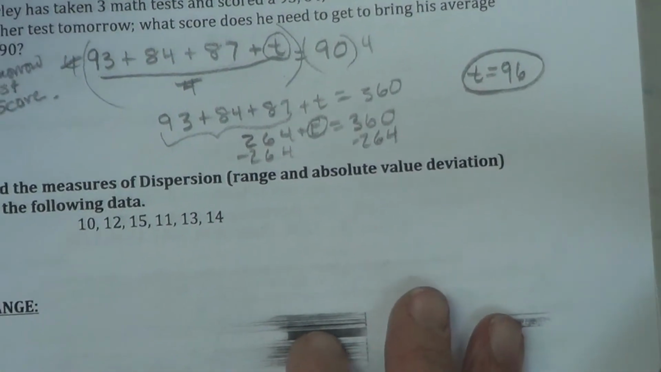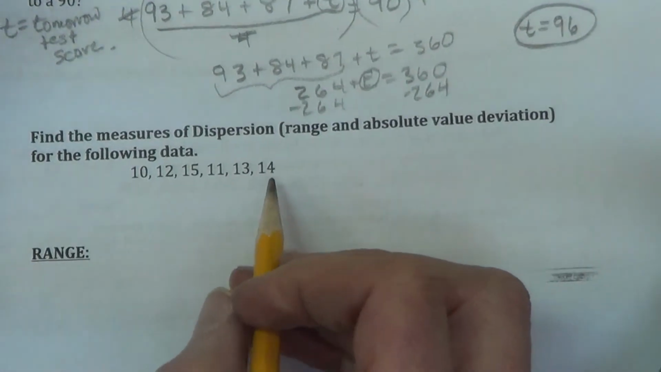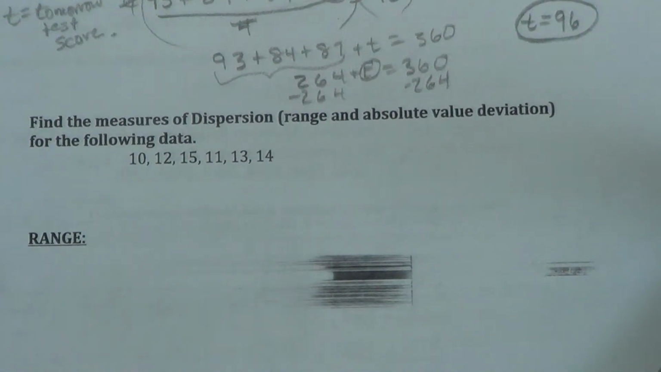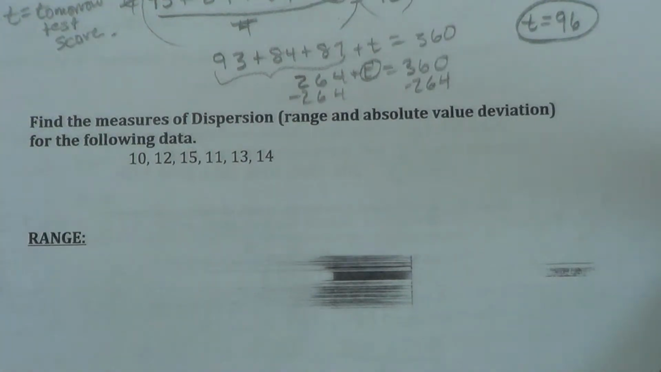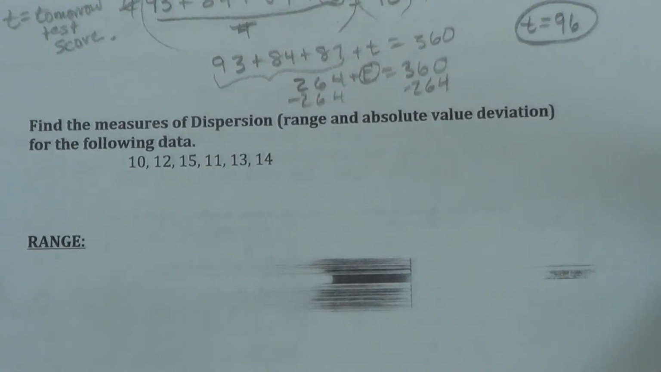Okay, find the measures of dispersion. This is the range and mean absolute value deviation. On this one, go ahead and find the range. You did it on the last page.